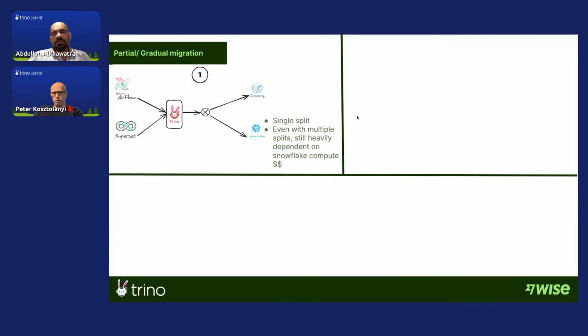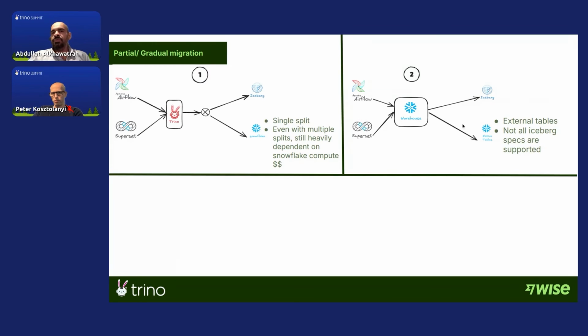The other option to try to do a gradual migration is to use the existing warehouse's query engine to query both Iceberg and the native warehouse tables. But there's a problem here, which is the incomplete implementation of the Iceberg specs. So the current warehouse has support for Iceberg tables as external tables, but not all Iceberg specs are supported.